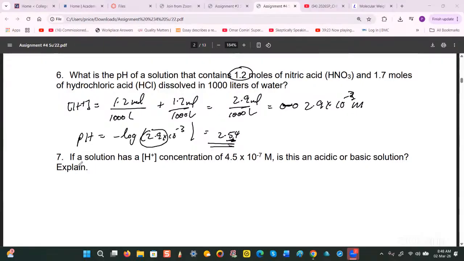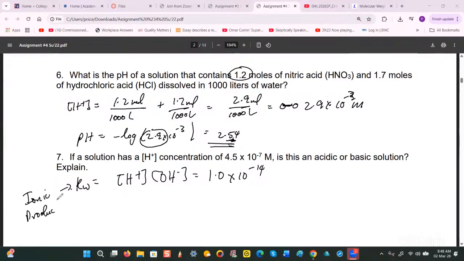Okay. Number 7 says, if a solution has a hydrogen ion concentration of 4.5 times 10 to the minus 7, is this an acidic or basic solution? Now, what this has to do with is the relationship between the concentration of H plus and the concentration of OH minus in any aqueous solution, I should say. That product is always going to be equal to 1.0 times 10 to the minus 14. And this is called the ionic product of water, Kw, right?